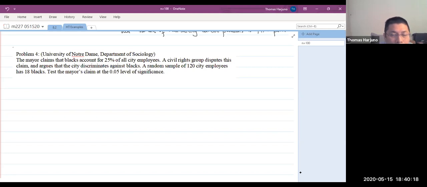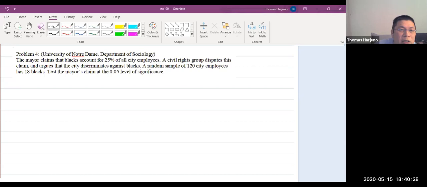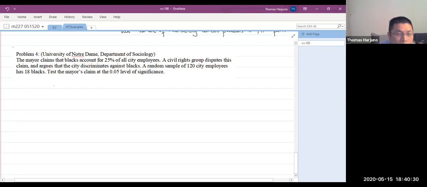A random sample of 120 city employees has 18 blacks. Test the mayor's claim at 5% significance level. So this is not testing the population mean anymore. This is testing a proportion. This wording here will be the claim, but that's actually on the proportion.